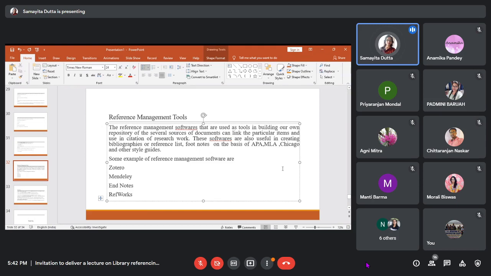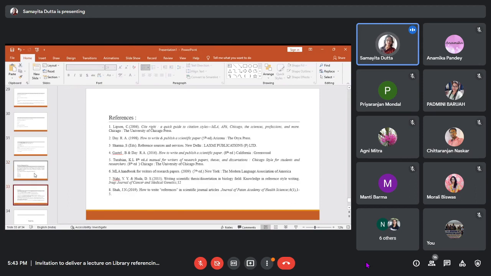These reference tools also support all the patterns, that is APA, MLA, Chicago and other style guides, so you can build your citation pattern. Some examples of reference management software are Zotero, Mendeley, EndNote, and RefWorks. There exist many other software also. You can take help from Zotero and Mendeley. These are free software. You can install them from their websites, and then you can manage your references. So this is all.